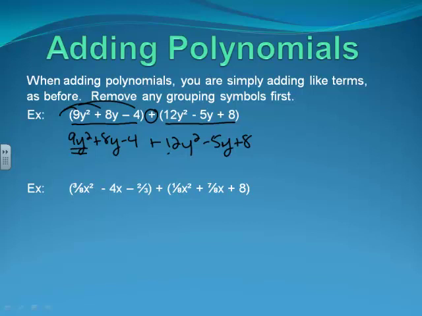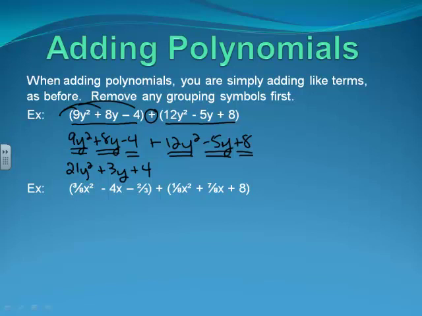So we've got a 9y squared and a 12y squared. Remember, when combining like terms, you just add or subtract the coefficients and the variable piece carries along with it. So 9 plus 12 will give us 21y squared. Then we've got an 8y minus 5y. Those are like terms. 8 minus 5 is a positive 3y. And we've got minus 4 and plus 8. 8 minus 4 is a plus 4.